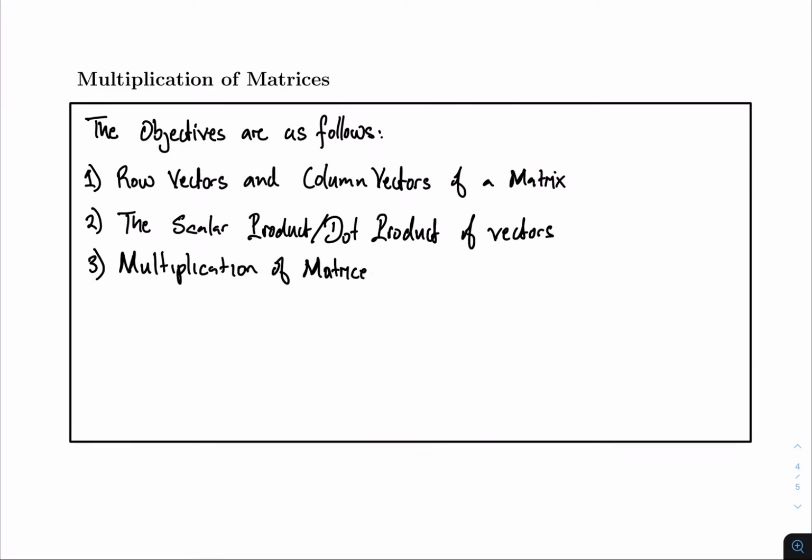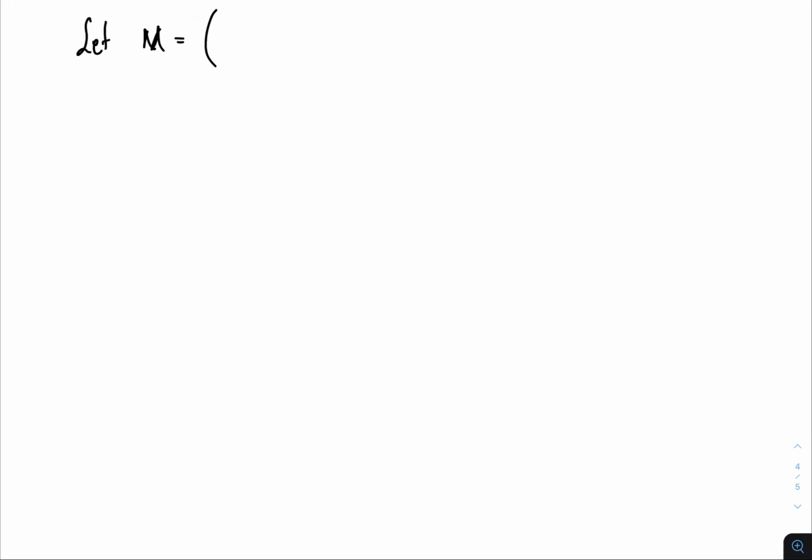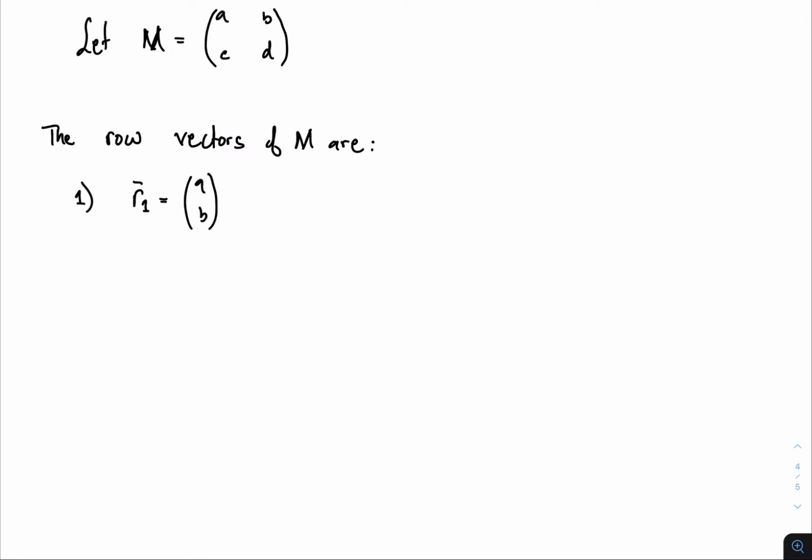Now we begin by looking at a matrix M, which is equal to A, B, C, D. If we look at this matrix, we see that the row vectors of M are: R1, which is row vector number 1, being equal to AB, and for number 2, we have the second row, which is CD. We write that in vector form.